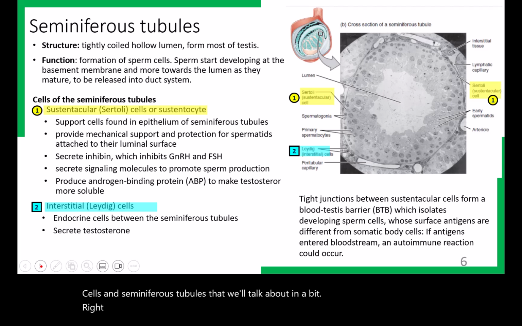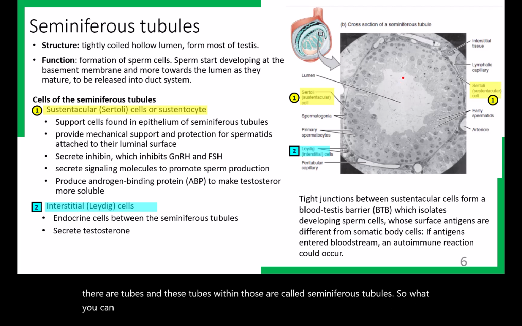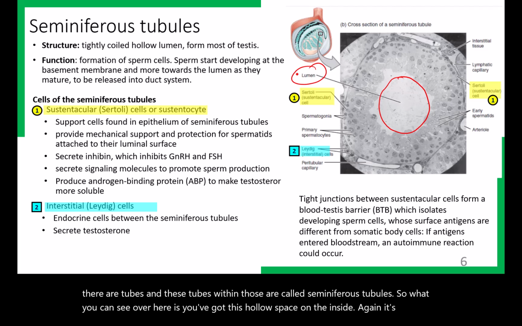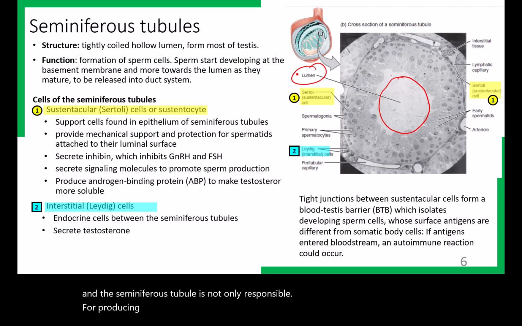Right now, when we look at the lobules that are found within the testes, we see that there are tubes, and these tubes are called seminiferous tubules. So what you can see over here is you've got this hollow space on the inside. Again, it's called a lumen, similar to other tubes in our body. The space on the inside is called the lumen. And the seminiferous tubule is not only responsible for producing sperm, but also for producing testosterone.